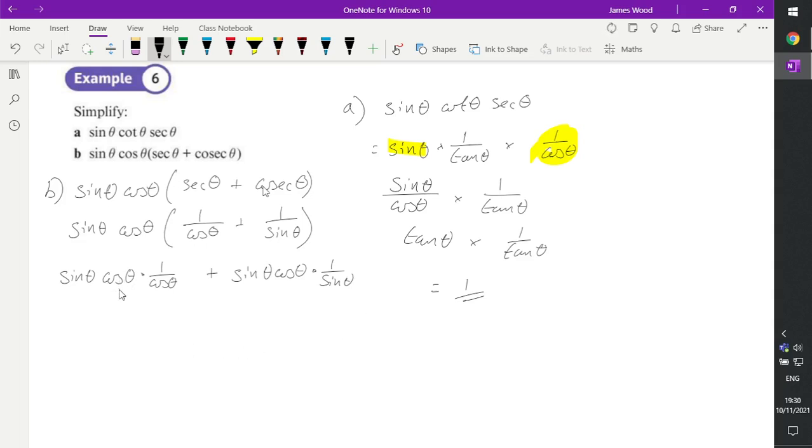And I hope you can spot I've got a cos theta divided by cos theta here, so this is just going to equal sine theta. Plus this one, I've got a sine theta times 1 over sine theta, which they cancel out, or they give you 1. So this term is just going to become cos theta. And I think that's probably about as simple as we can get there.